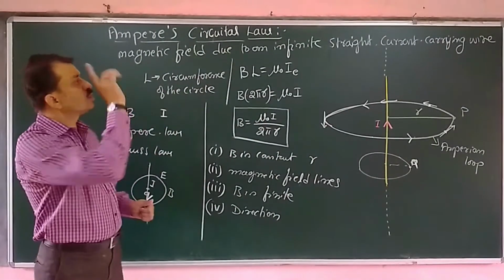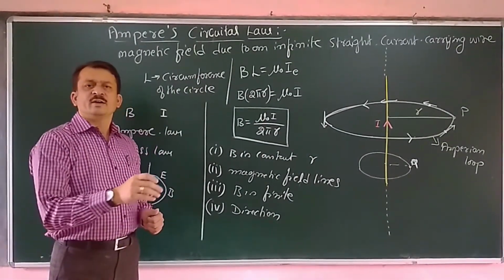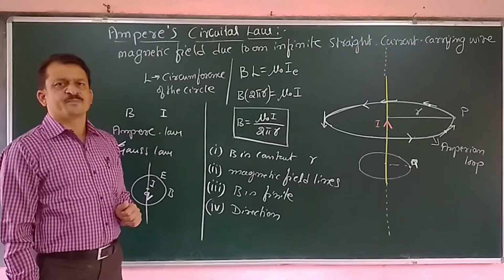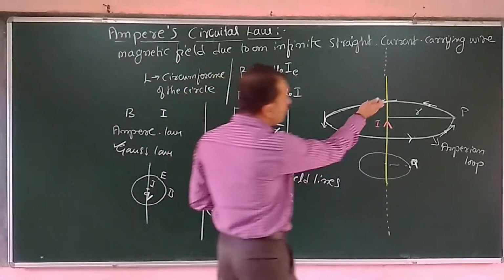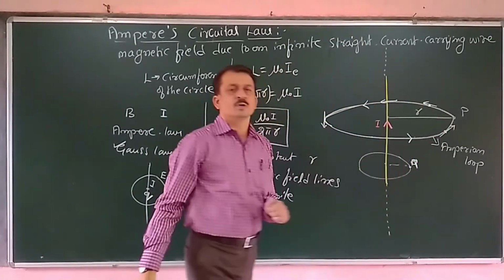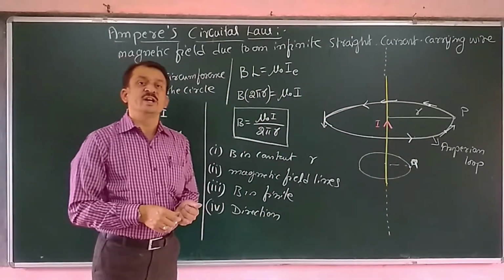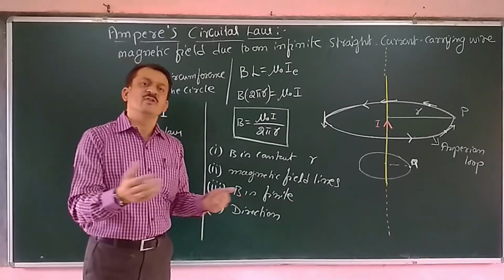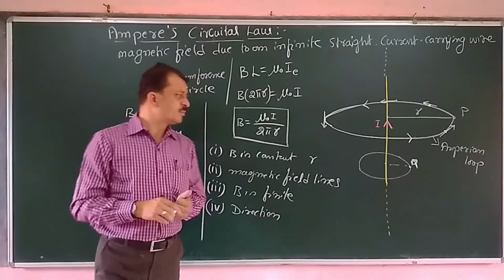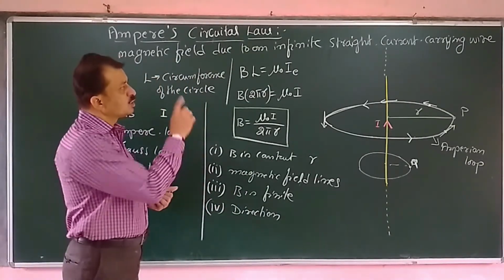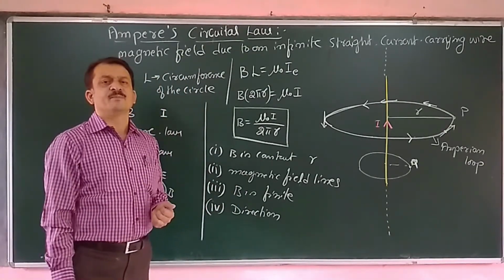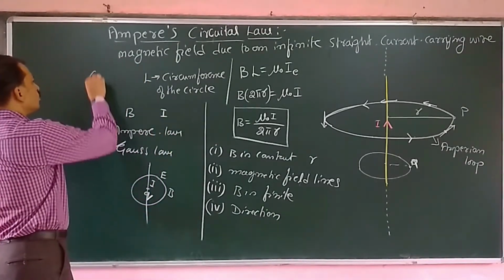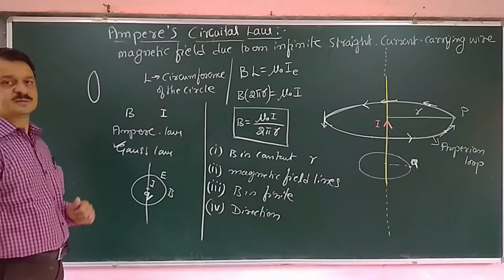Now this Ampere circuital law is applied in all cases by considering any Amperian loop. The Amperian loop need not be circular in all cases. It can be of any shape. But it could not be applicable in the case of the magnetic field due to a circular loop that we have studied.